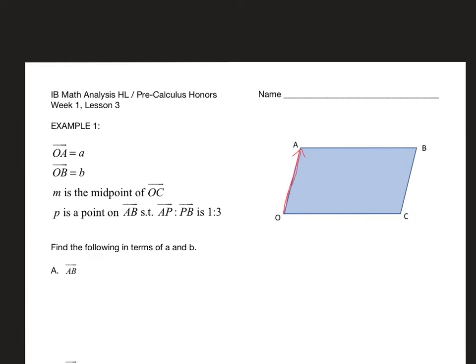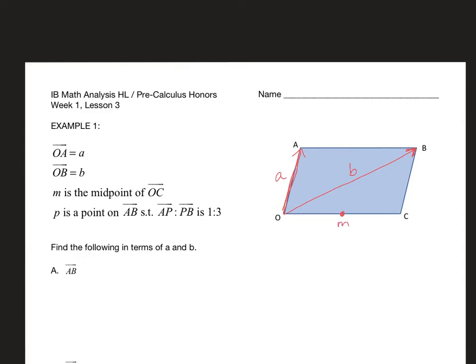This vector going towards the arrow, we're going to call A. And then OB, which again, it's not on here. You may have to draw this in from O to B in that direction. We're going to call that vector B. Let's see. M is the midpoint of OC. So there's a dot right here. We're going to label M.